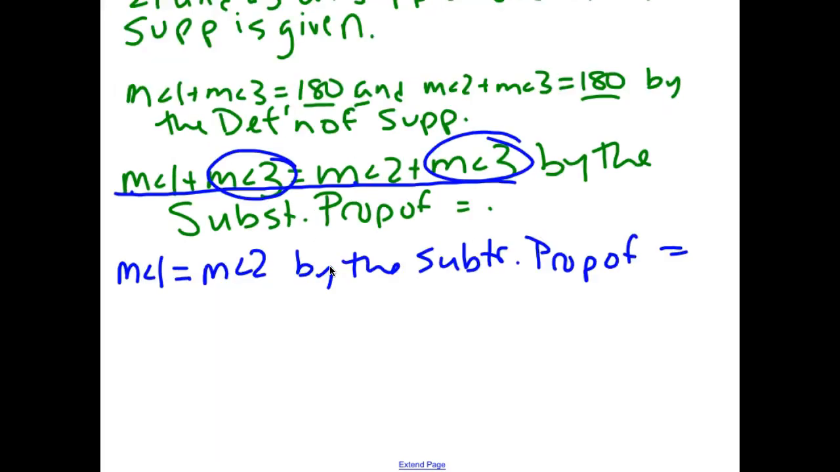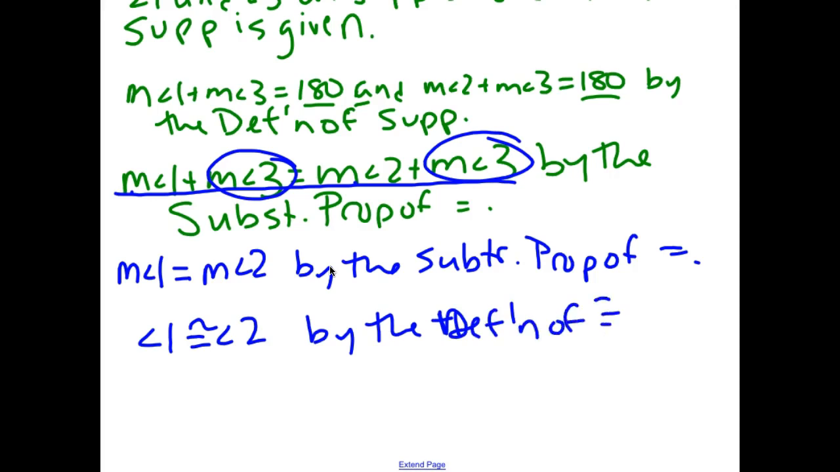A lot of people want to end here, but you technically can't end here, because the goal is to say angle 1 is congruent to angle 2. We did a problem like this already where we linked an equality to a congruence. How do you go from equality to congruence? That's your definition of congruence. Okay, so we did a paragraph proof. I just did a sentence each line. Typically, you'd put all of them in a paragraph, but you can do it either way.